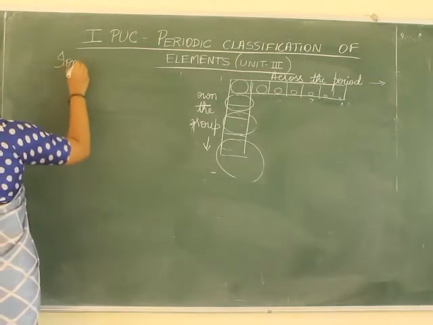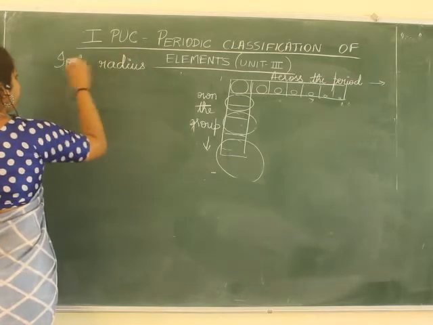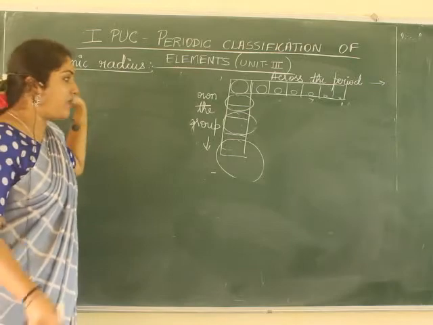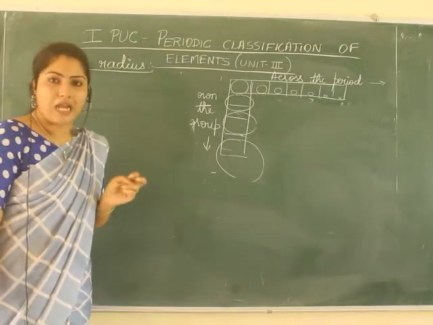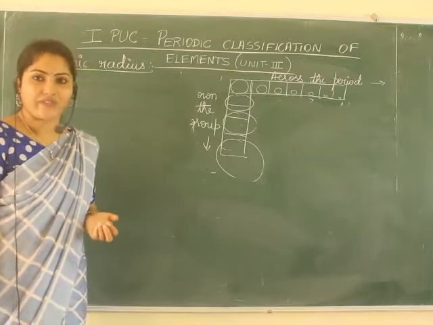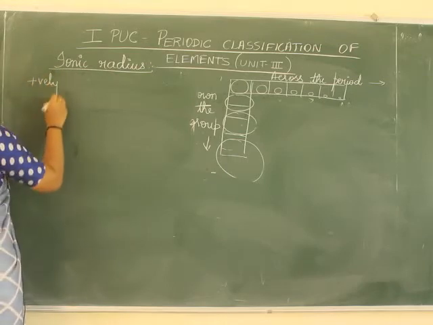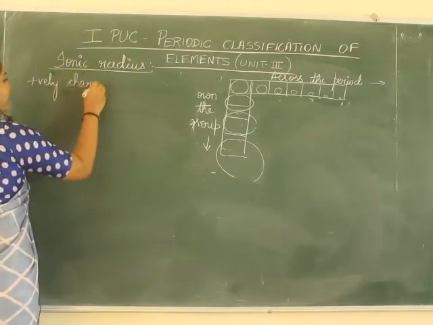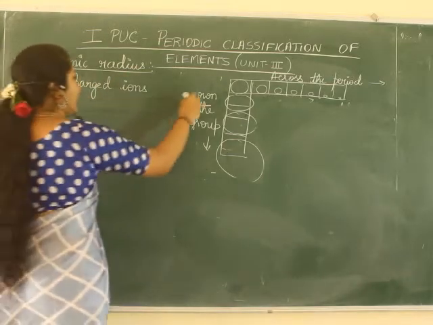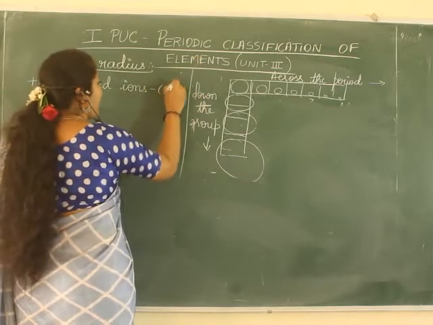One more is ionic radius. What do you mean by ions? Ions means which have positive and negative charges. Positively and negatively charged species are called ions. So positively charged ions are called as cations.